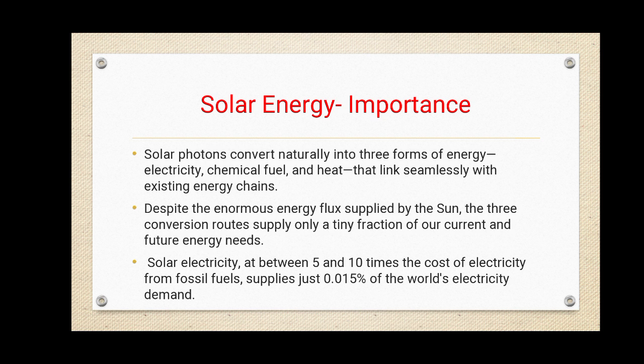Okay, so these are the three forms of energy, and heat that link seamlessly with the existing energy chain, that we should understand. So we are getting energy from the sun. That is what solar energy is, simply speaking. The solar energy can be used in several ways, because the fossil fuels of petroleum and other things are decreasing in quantity, as the scientists say. Okay, despite the enormous energy flux supplied by the sun, the three conversion routes supply only a tiny fraction of our current and future energy needs. So solar electricity, at between 5 and 10 times the cost of electricity from fossil fuels, supplies just 0.015% of the world's electricity demand.